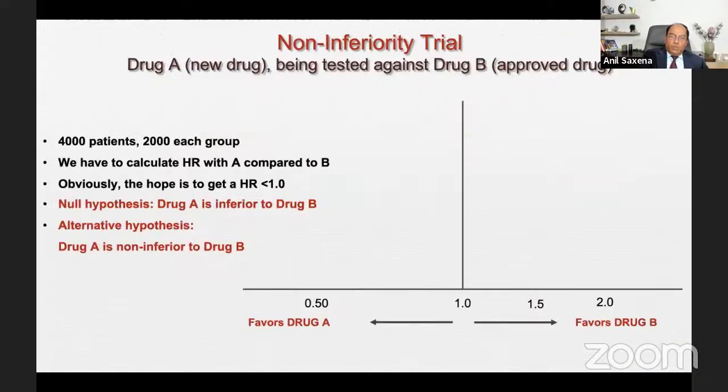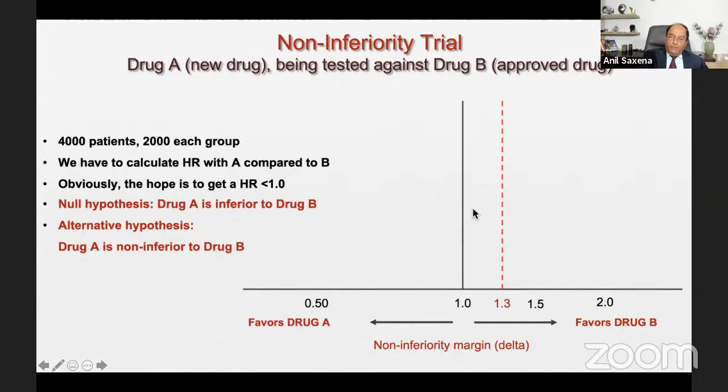So what they want to do is a non-inferiority study, which means that we say that drug A is not inferior to drug B. That's what we want to prove. And the null hypothesis here becomes that drug A is inferior, because when your clinical hypothesis is that it is non-inferior, your null hypothesis becomes that it is inferior. So for doing that, you draw a non-inferiority margin. We are testing drug A.